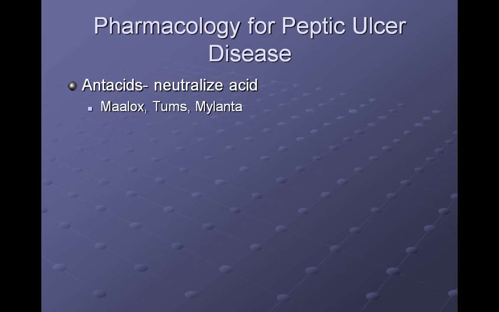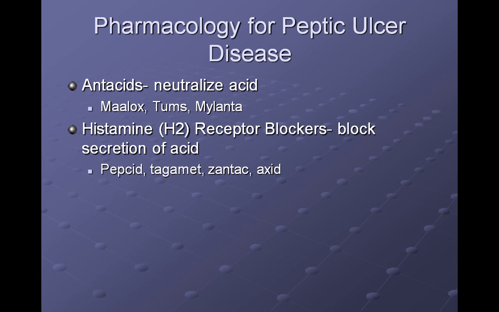Pharmacological treatment for peptic ulcer disease includes antacids, which will neutralize the acids. Examples: Maalox, Tums, Mylanta. Histamine H2 receptor blockers block secretion of acids. Medication examples: Pepcid, Tagamet, Zantac, Axid.